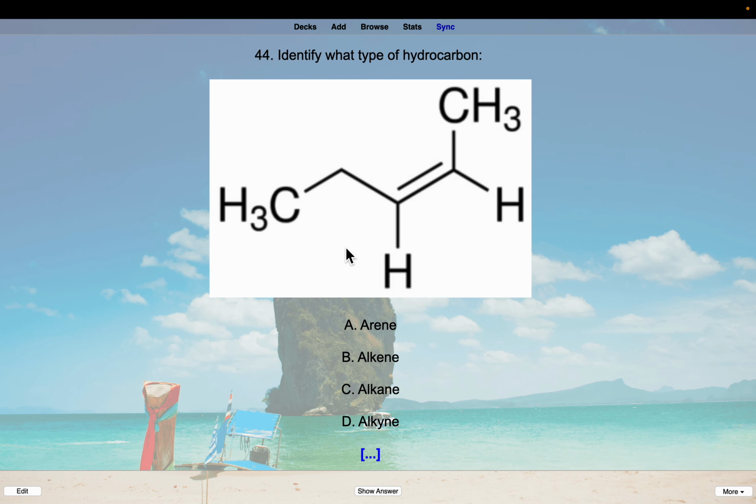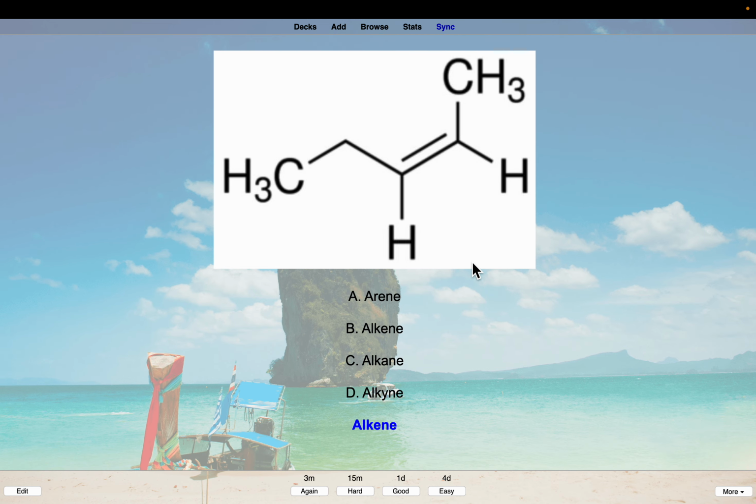Identify what type of hydrocarbon this is. So we have a hydrocarbon here, double bond. It's either A or B. Is this an arene, aromatic? I don't think so. Alkene, more likely. Let's try it. Is A the answer? No, it's actually B. I got confused with the letters. I was supposed to say B is the answer. Arene is something else. It's a ring of some sort, if I'm not wrong.